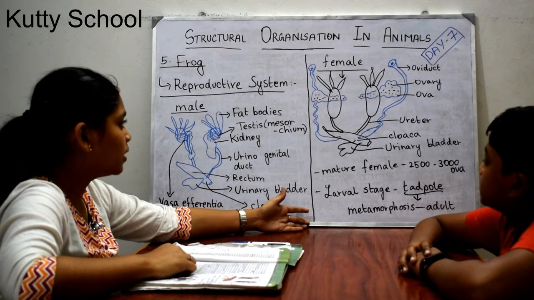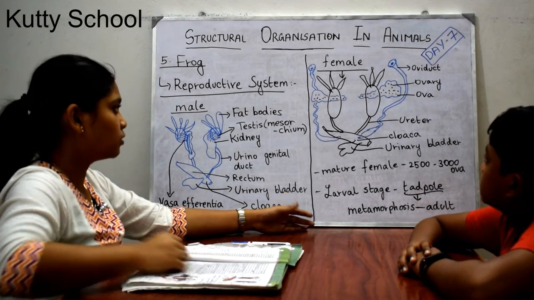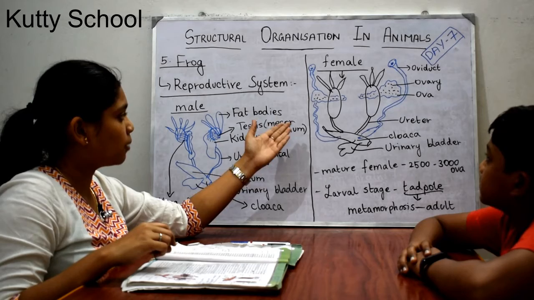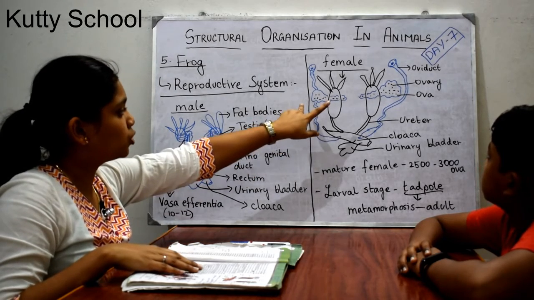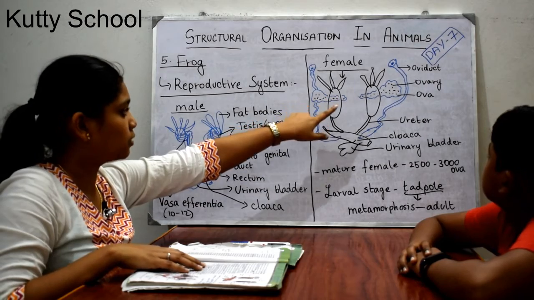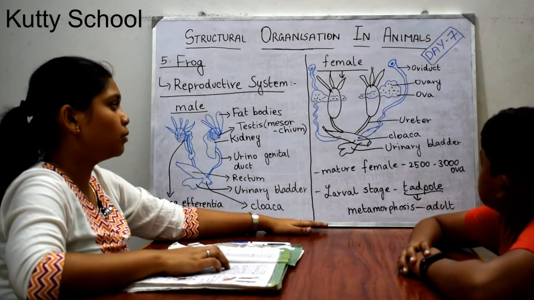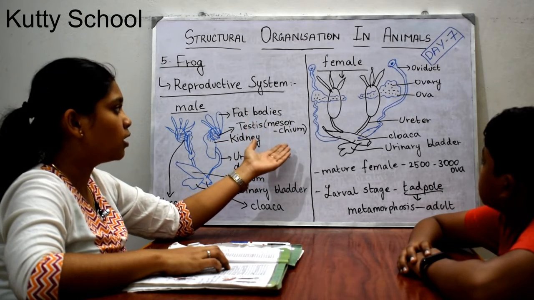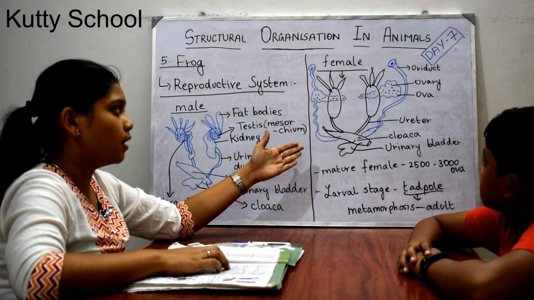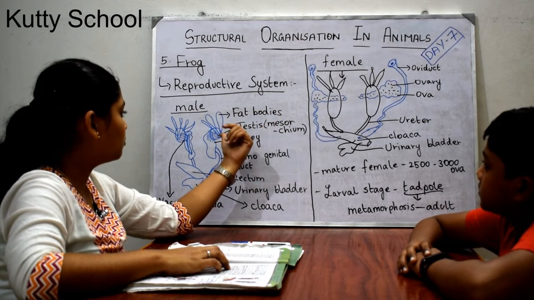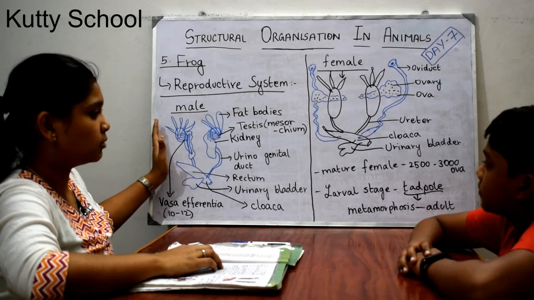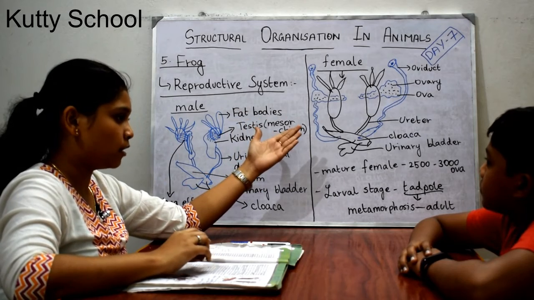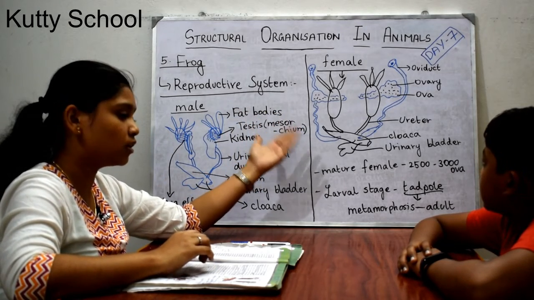If you come to the female reproductive system, here also there are two kidneys at the center, and upon the kidneys there are two ovaries. An ovary contains a number of ova. Here the female reproductive system is not functionally connected with the excretory system. But in males it is connected with the kidney, whereas here it is just present on it and does not travel into the kidney.